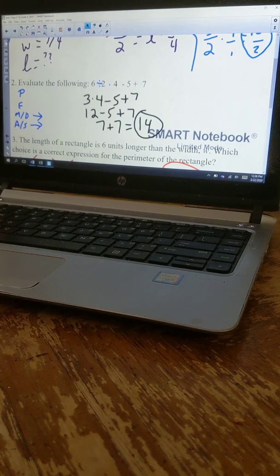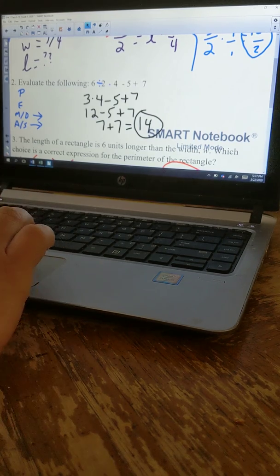So 3 times 4 minus 5 plus 7. Now we have multiplication, we do that. 12 minus 5 plus 7. A common mistake here is people will get 0 because they'll add 5 plus 7 first. Addition and subtraction are from left to right. In this specific problem, the subtraction is first. 12 minus 5 is 7. 7 plus 7 is 14.